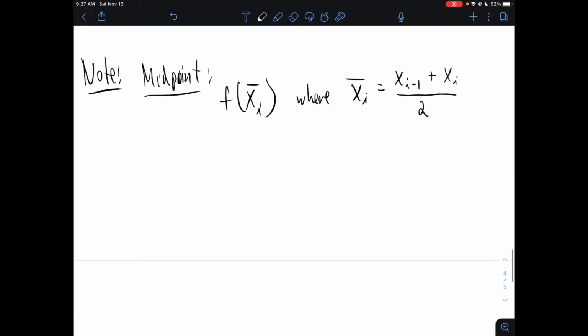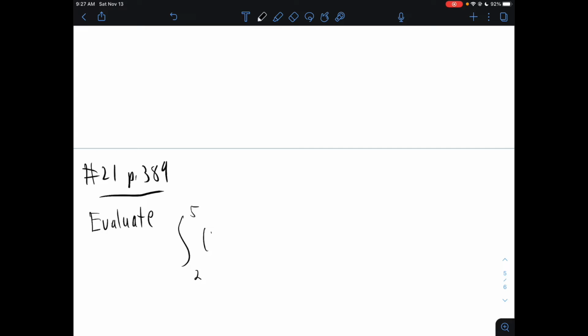Okay, so let's see how this definite integral works in practice. Number 21, page 389. So what we're going to do in this problem is just find the area under a particular curve. And essentially evaluate this integral. The integral from 2 to 5 of the function 4 minus 2x dx.